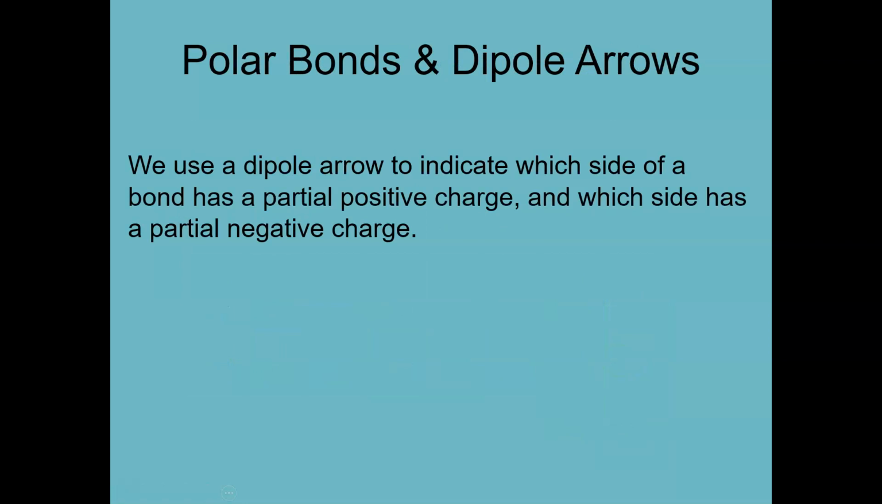And so we can use what's called a dipole arrow to indicate which side of a bond has a partial positive charge and which side of a bond has a partial negative charge. A dipole arrow looks like this, in which the crosshatched end on the left, as I've drawn it here, is the positive end. That indicates the partially positive end of a polar bond. And the arrowhead indicates the partially negative end of a polar bond.